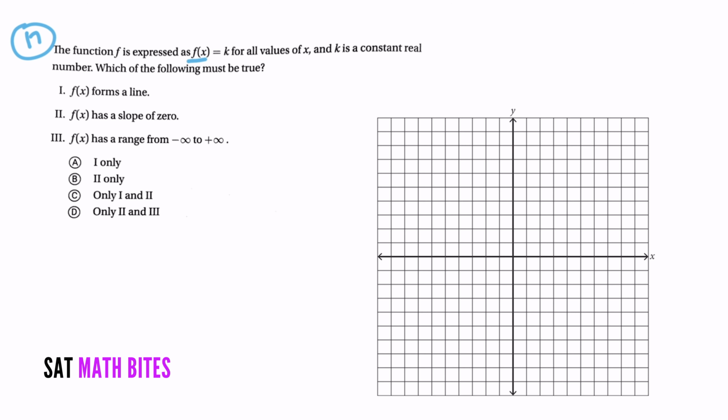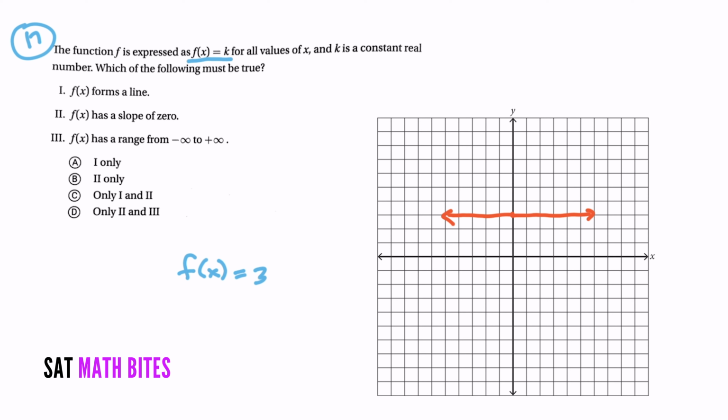Okay, in number 17, we have a function which is expressed as f of x equals k, and k is a constant. It's a real number like 2, 3, 4, -5. And so we can kind of just imagine f of x equals 3. That's a possibility. What would that graph look like? It would be 3 spaces up, and it would simply be a horizontal line.